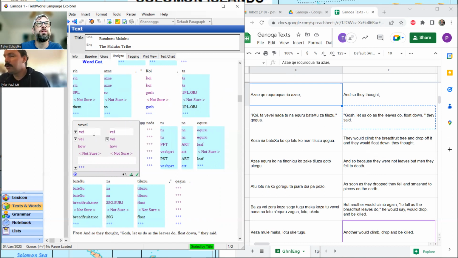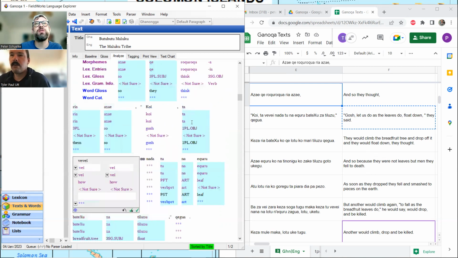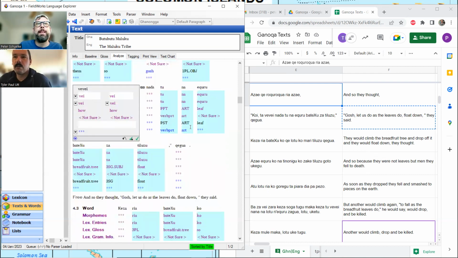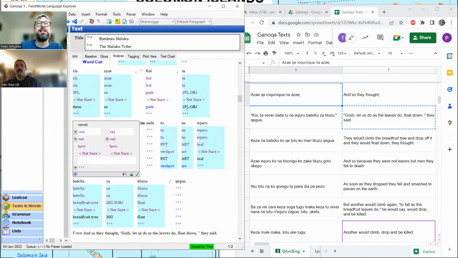One function of ta seems to be introducing let's do something. Ta, we have as one plural object? Ourselves. Oh, I did. Yeah. Okay. Now that we see that, it does sound familiar. It's been several weeks. Gosh, let us. Yeah, it does seem to be like one plural volitional or something.